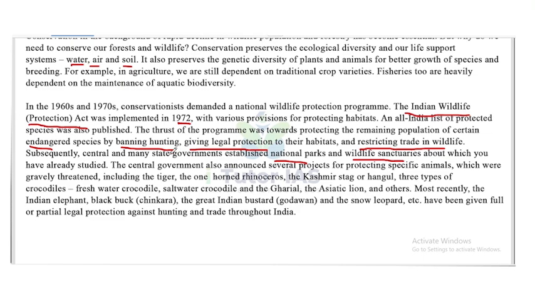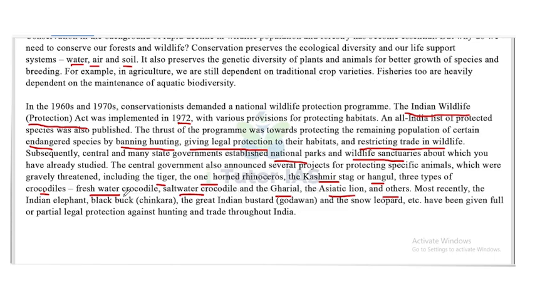Now, the central government also announced several projects for protecting specific animals which were gravely threatened, including the tiger, the one-horned rhinoceros, the Kashmir stag or hangul, and 3 types of crocodiles, that is freshwater crocodile, saltwater crocodile and gharial. Then the Asiatic lion and others. So the government put forward some projects for protecting special animals like Project Tiger, Project Elephant, etc.